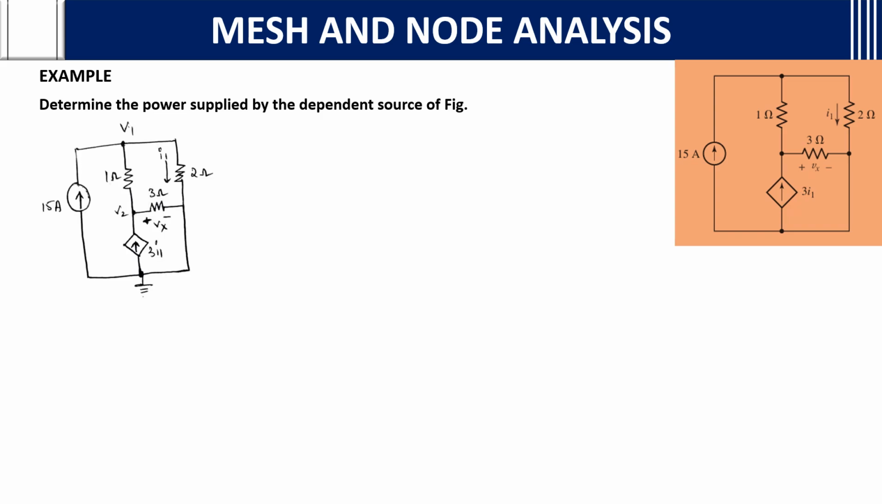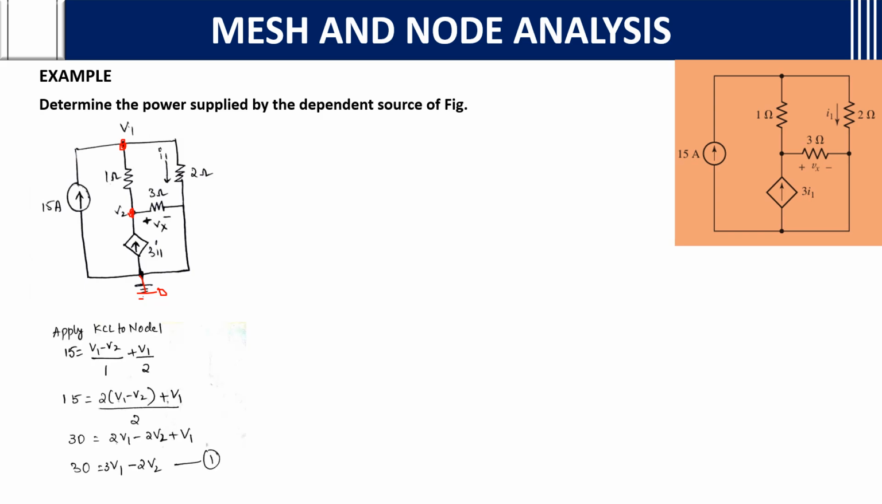First, we'll consider this node point as V1. They have not given a ground, so we'll consider this as ground. After considering, consider this as V2. Why? Because we want the power across this 3I1. If you consider this as V1 and this as V2, it will be easy for us to calculate the power across this. After considering, we apply KCL to node 1.